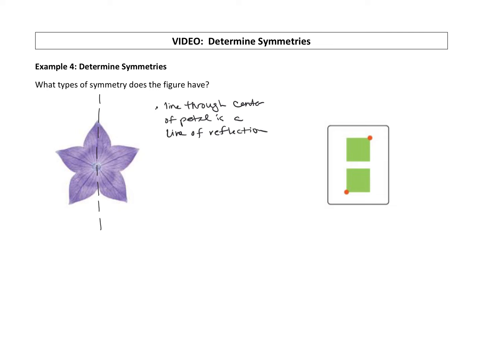Because we have 5 petals, I could focus on this next petal and draw a line of reflection through the center of that. And we could do that with each petal. Because there are 5 petals, we have 5 lines of symmetry.